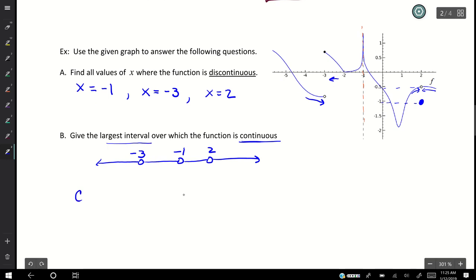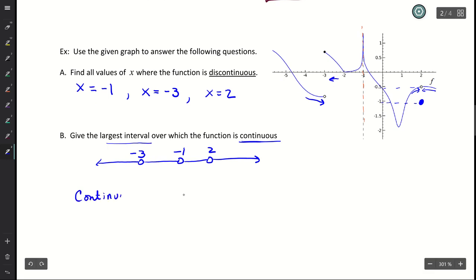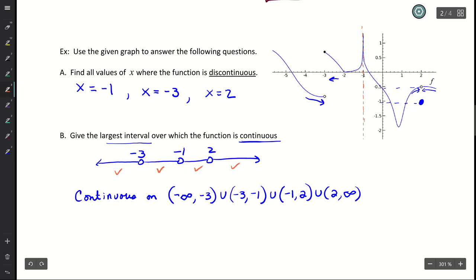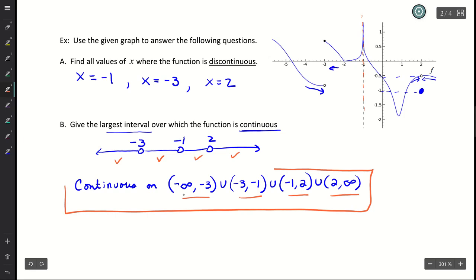So you're going to say that this is continuous on, and we're going to describe this interval. So -infinity, our first stop is -3. We're leaving that out with a parenthesis, union. We start back up at -3, go to -1, leave that out, union. -1 to 2, leave that out, union 2 to infinity. So we see up here there are basically 1, 2, 3, 4 pieces to that number line, and we see that we have 4 pieces of our interval down below. So we're continuous on that open interval.